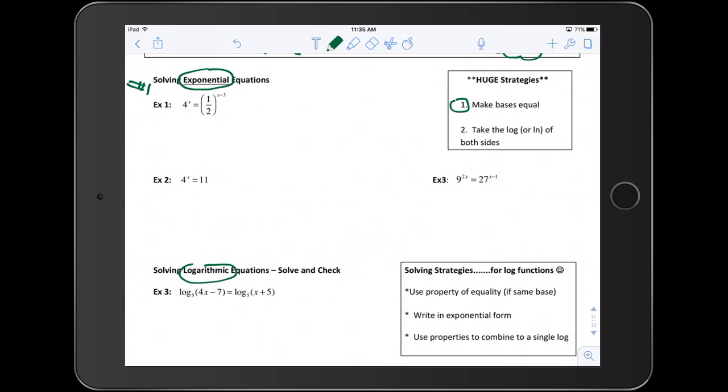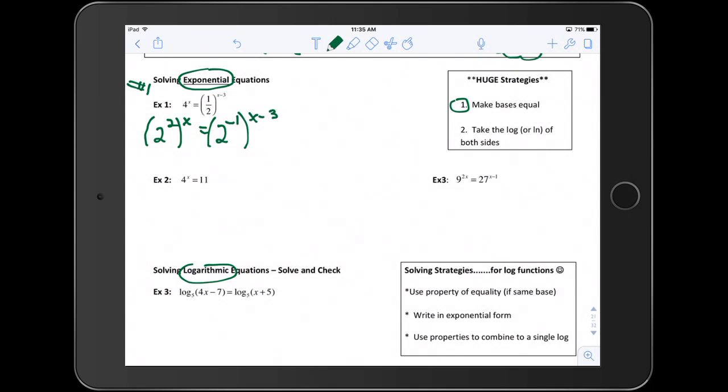So I'm going to rewrite 4 as 2 squared. Okay, so I'm rewriting the 4 as 2 squared, and then I know that's raised to the x power. So all I'm doing is rewriting this right here as 2 squared instead of 4. Same thing on the right side. Instead of saying 1/2, I'm going to write it as 2 to the negative 1.